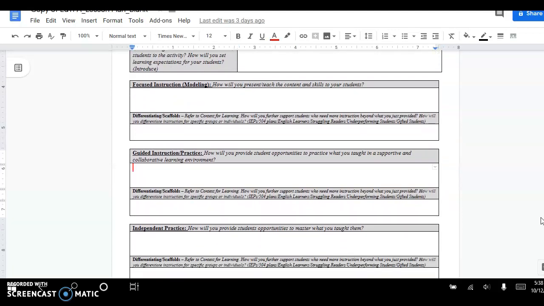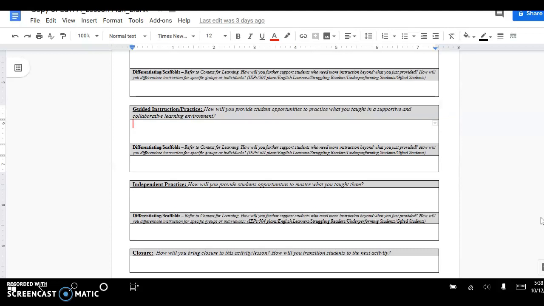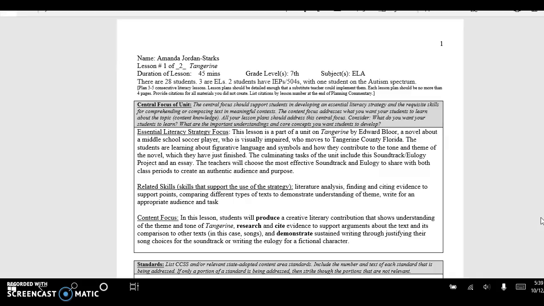And then are you modeling? Are you giving guided instruction? Is there independent practice? Is there a closure to it? And I think the most important thing for me is independent practice. We want our students to be able to do these things on their own. So as much independent practice as possible that could be given in a lesson, I feel like is very important to me. So here's a sample of what it looks like when it's all filled out.